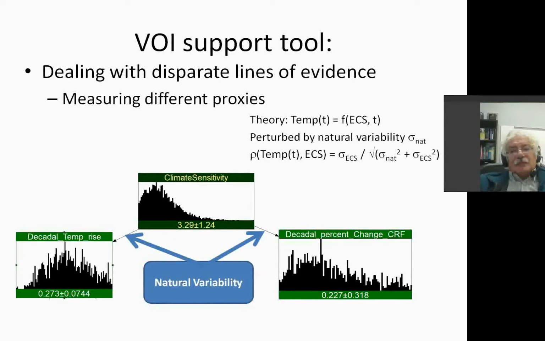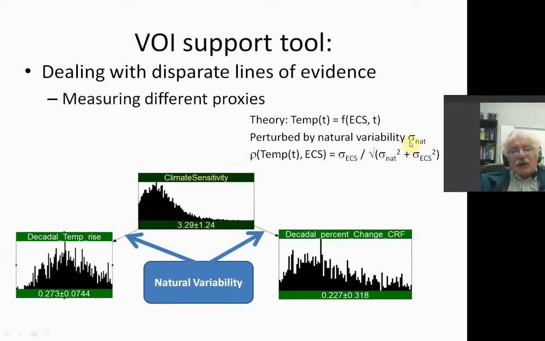Theoretically, temperature at time t is a deterministic function of ECS and t. So if we knew with certainty the value of ECS, we would know with certainty what the global mean temperature would be at any time t. However, if we put thermometers around on the surface of the Earth, those measurements will be perturbed by natural variability in the Earth's climate system. But this variability can be quantified and taken into account as expressed in this term here, sigma nat.